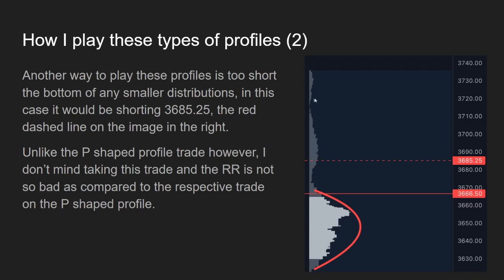whereas the short at the top at 3720 I will be able to try twice. Why? Because the low volume area is more distinguished and I would want to short the top of that low volume area.